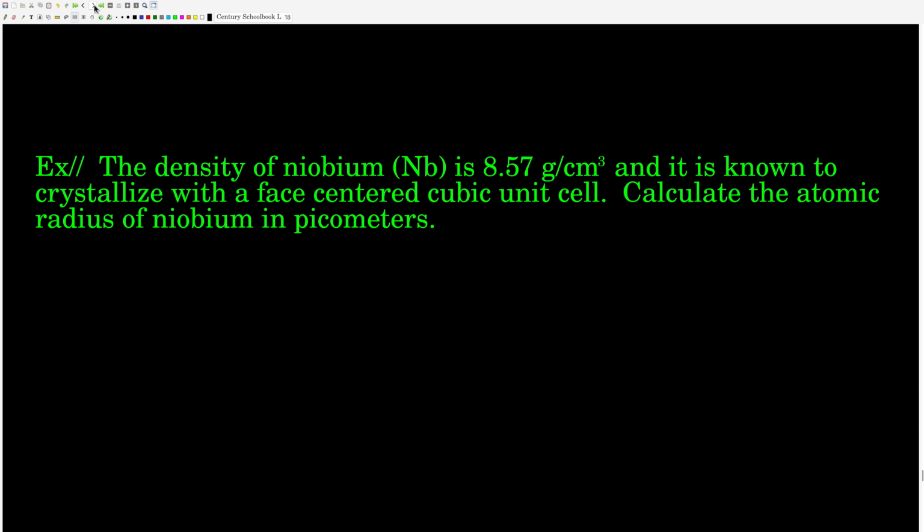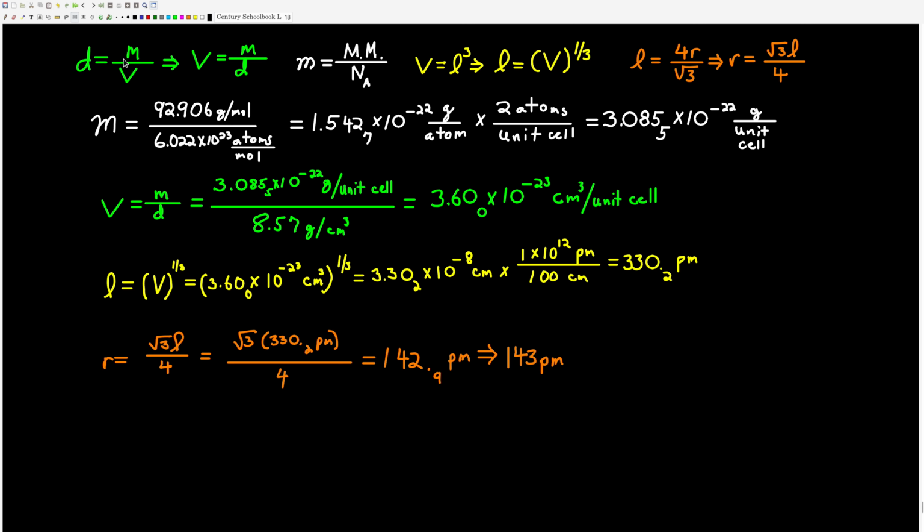Welcome back. Let's look at this. So density is mass over volume, or volume is mass over density. Mass we can get is just the molar mass divided by Avogadro's number. The volume is the length of an edge cubed, or the length is equal to the cube root of the volume. Once we get L, we can get r, because we just saw those formulas. r is equal to the square root of 3 L over 4. So let's first get the mass of a unit cell.